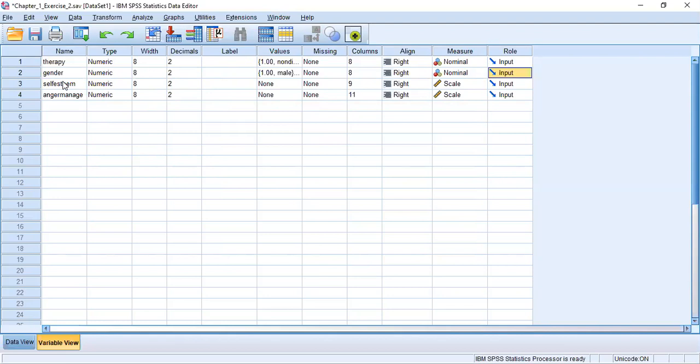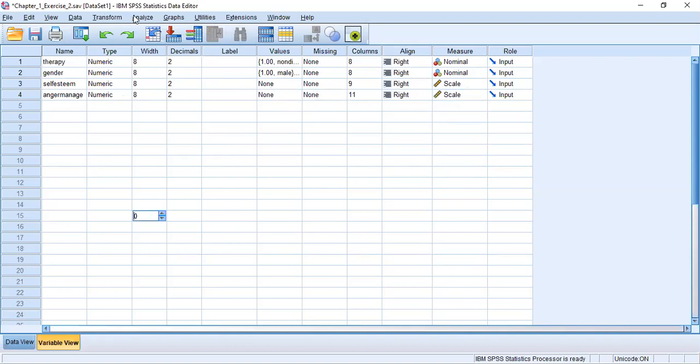Self-esteem, which I've already talked to you about, is on a scale of 10 to 50, and it's basically an interval scale. So it's a scale over here. Since the values are already meaningful, like 25 or 32 or 37 or 15, there is no need to keep value labels over here. The values have a meaning. Anger manage is again a scale where we have values in the range of 5 to 25, and here again it is an interval scale.